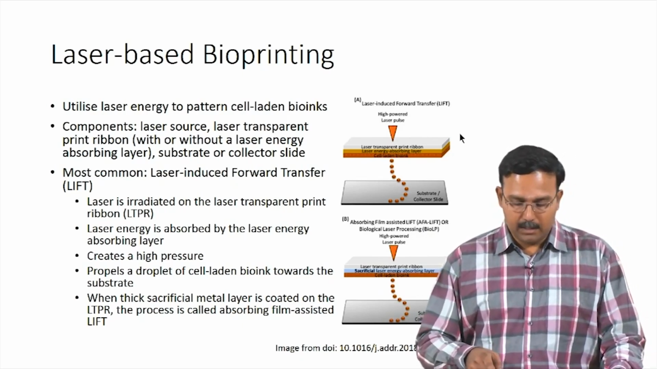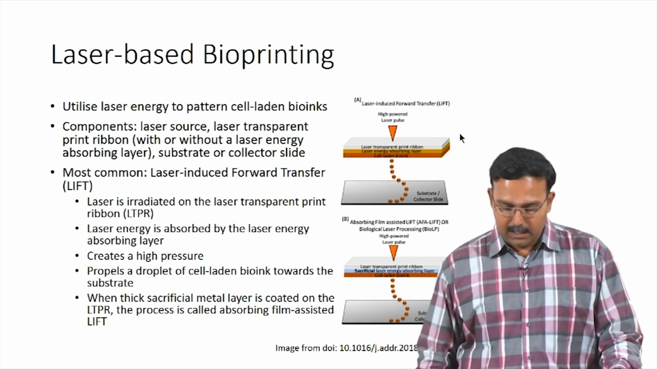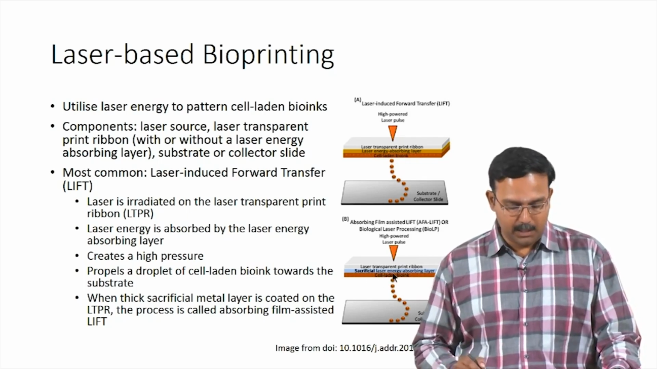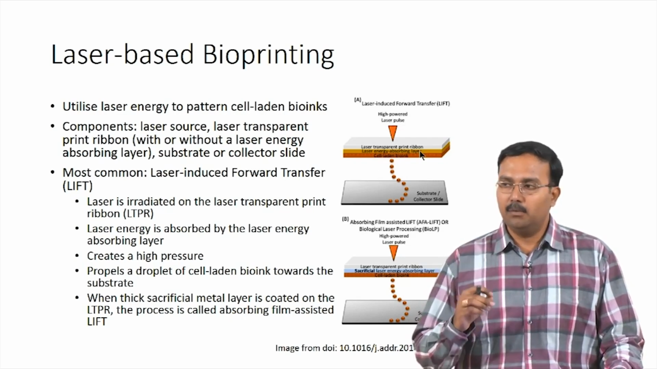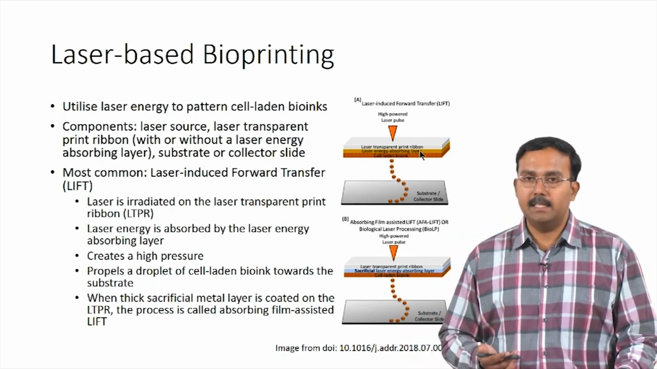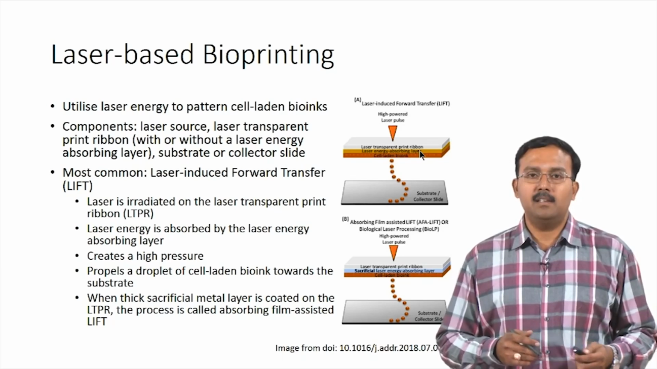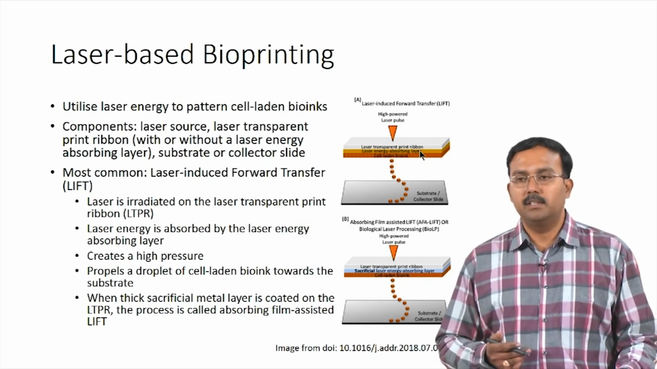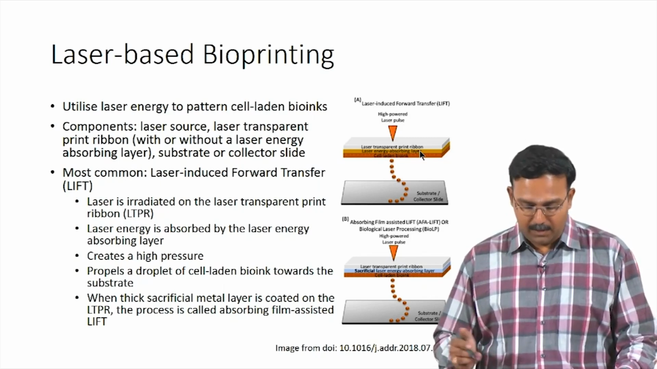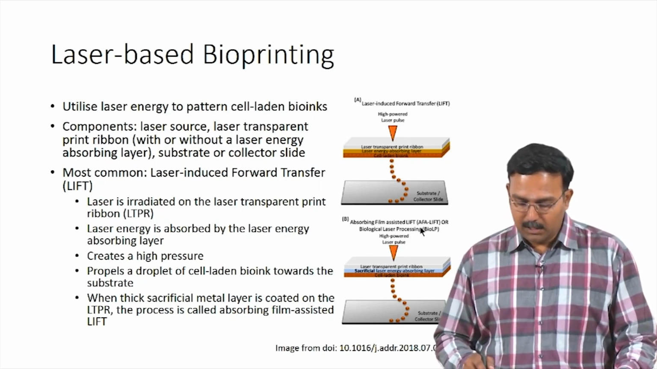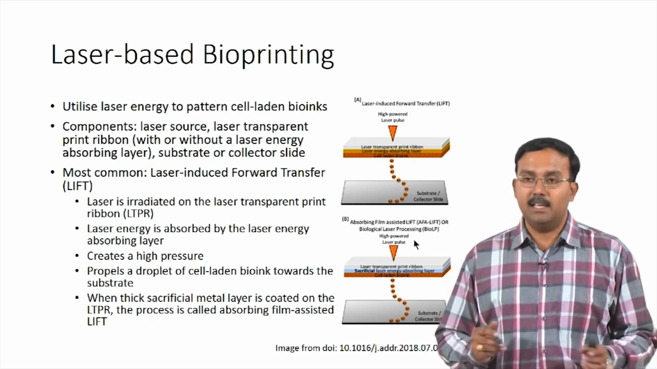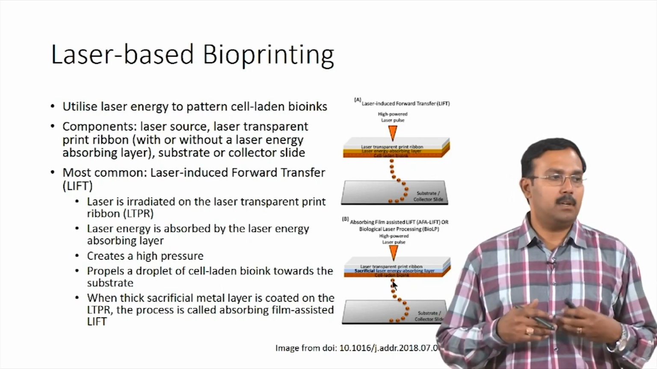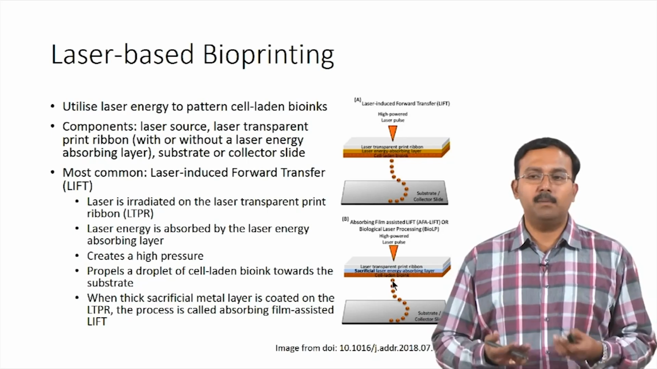So, here you could have this laser energy absorbing layer, or you could have a sacrificial laser energy absorbing layer. Instead of having just a layer which is not sacrificed, you could have a sacrificial metal material which will absorb more of the energy, and that type is called the absorbing film assisted lift, or AFA lift. This is what is commonly used for biological laser processing, because you want the cell laden bioink to be protected from the laser energy to the maximum extent possible.